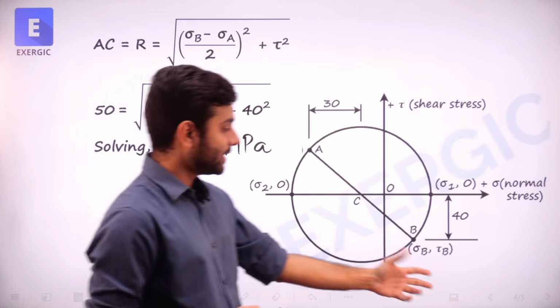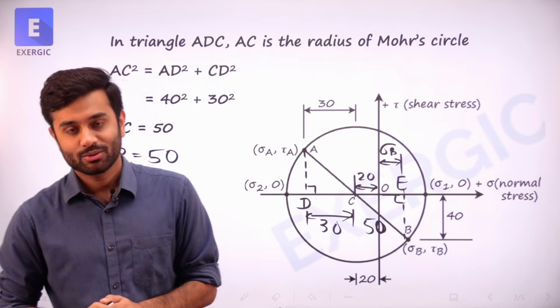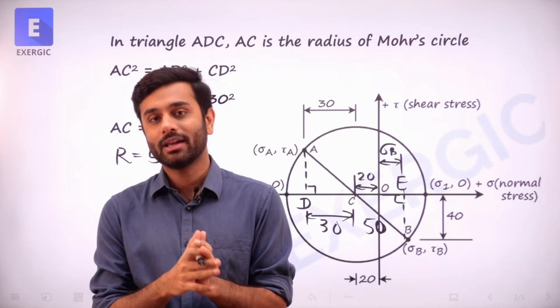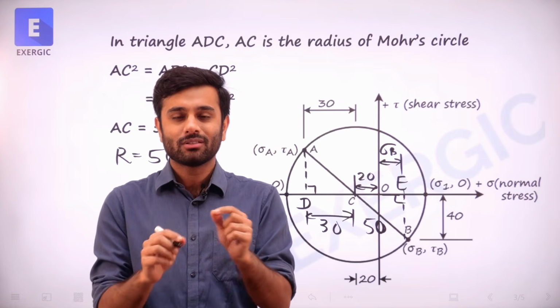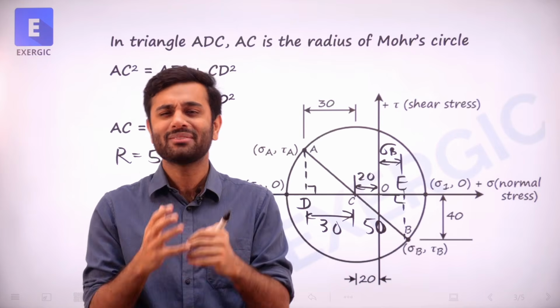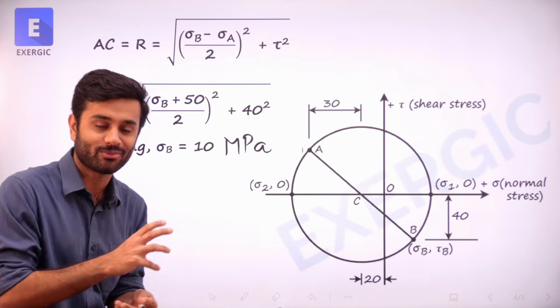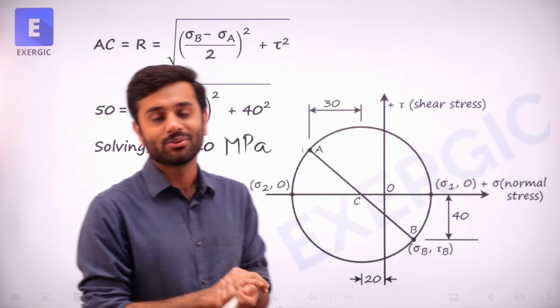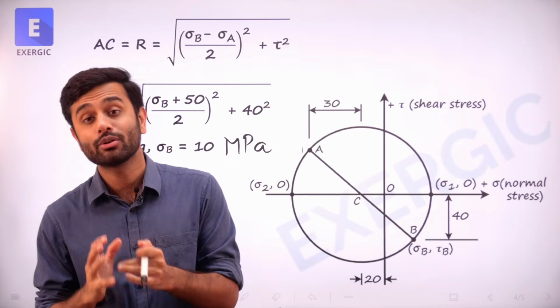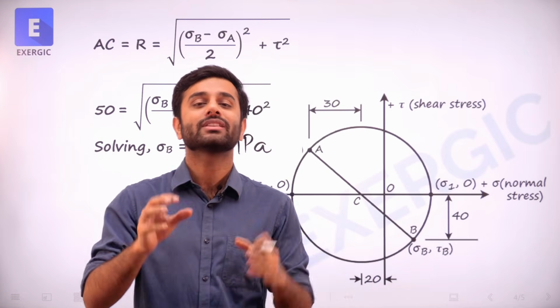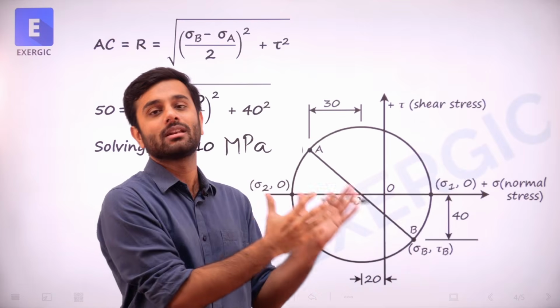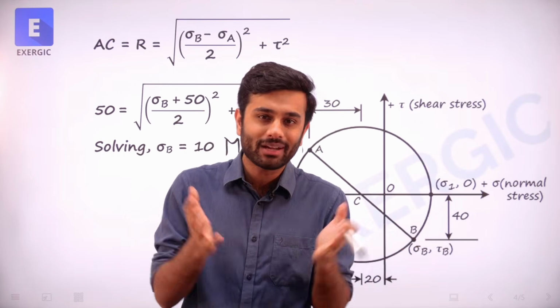This is the method that we used to find out the value of sigma B. Although it's Mohr circle, we still tried to apply some of the formulae, the radius of Mohr circle formulae, to eventually get to the answer. But the beauty of Mohr circle is that even without going by this conventional method, it's just a geometry.